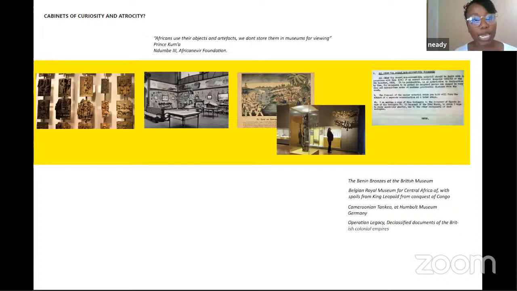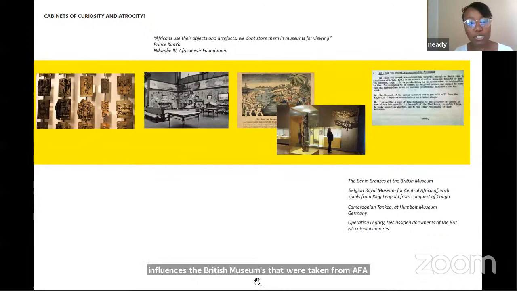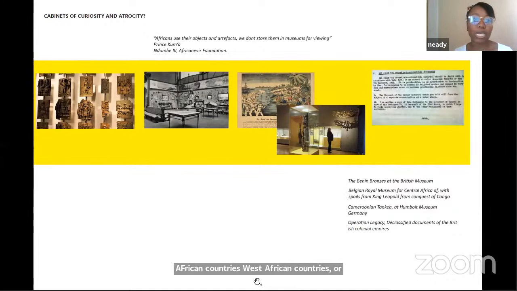And so again, as I said, from the evolution of archives, our current museums evolved from the cabinets of curiosities. So we also had questions of cabinets of atrocities. Archives as we know them right now, the museums, the great institutional archives, have histories around them that are not necessarily mainstream. We think about the Benin bronzes that are in the British museums that were taken from West African countries, or some of the archives that were destroyed by colonial rulers. For example, the British destroyed archives from the colonial states in, for example, Kenya and India, to erase their actions in these countries.